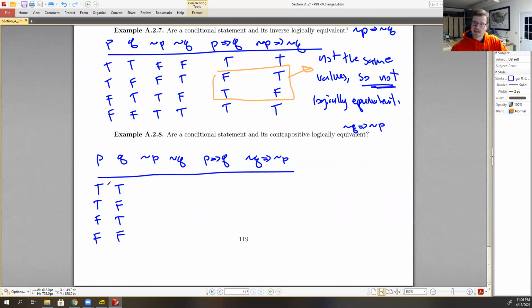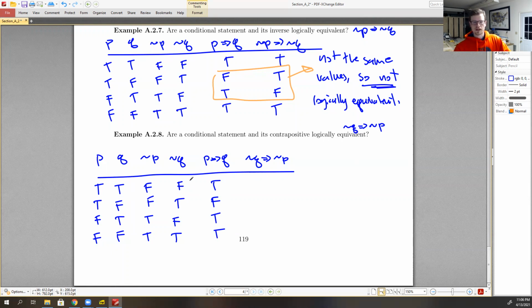Not P would be negating or exchanging the truth values here. So false, false, true, true. Negating Q would be exchanging the values of this one. So false, true, false, true. And from there, P implies Q. All right, still the same thing, right? True, true gives us true. True, false gives us false. And anytime the premise is false, we get true for the implication.